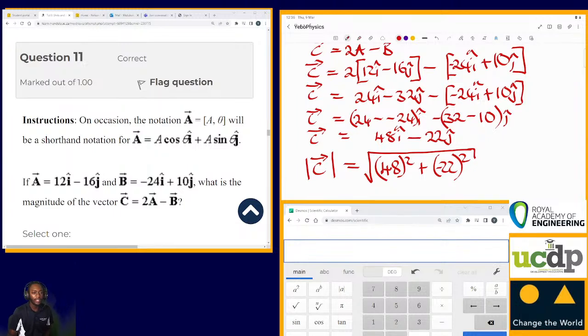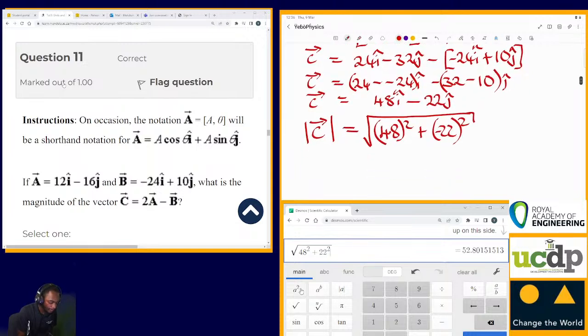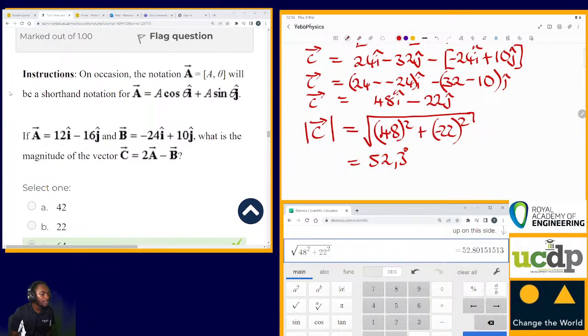So we can punch that now. So we need the square root of 48 squared plus 22 squared. We'll get 52.3. So the magnitude of our vector there is 52.3. So let's see how we are supposed to represent our answer.